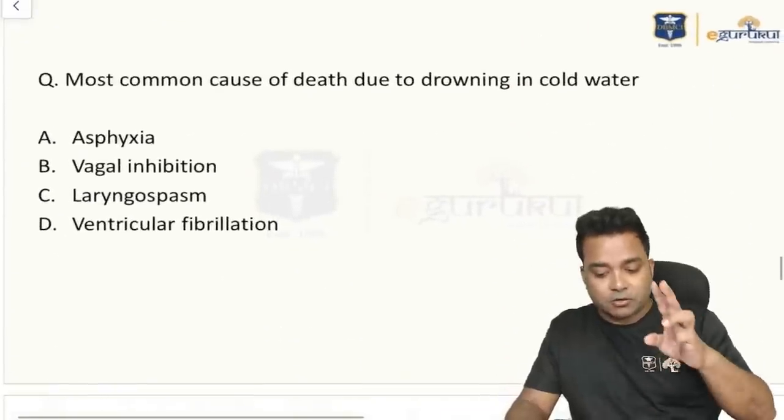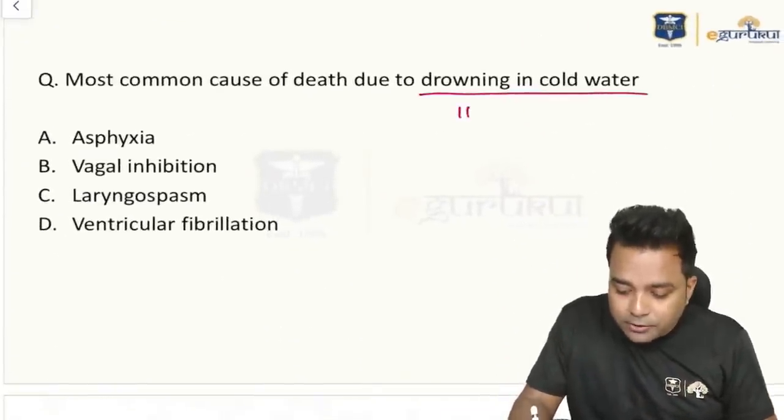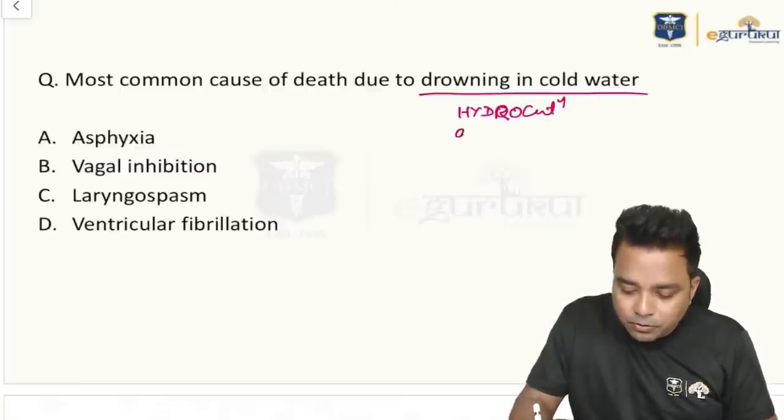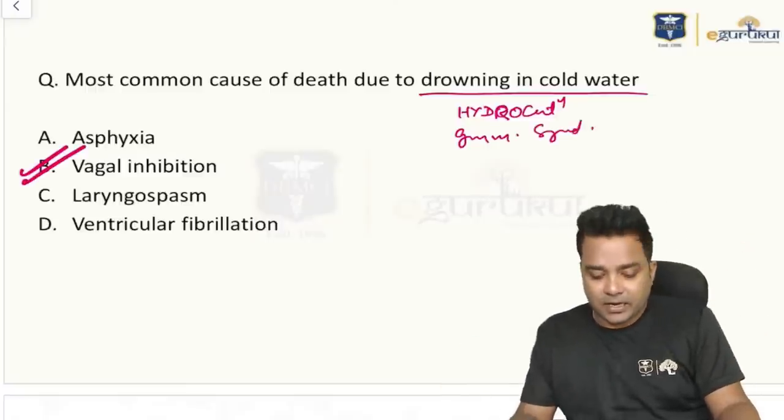Most common cause of death in drowning in cold water: we should know drowning in cold water is also called hydrocution, also called immersion syndrome. And here the most common cause of death is vagal shock or vagal inhibition, killing the person.